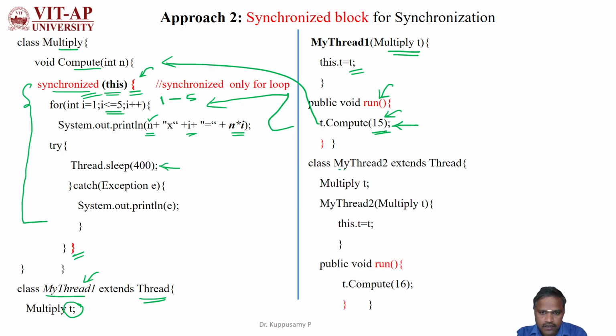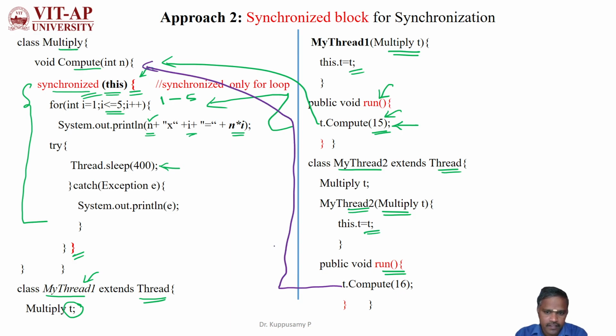So the second class, MyThread2, is also created with the thread facilities by inheriting the Thread class. Here also I am using the constructor, just assigning the value for this by using this object. Then this also has a run method. Once it is called, this also calls the compute method, right, by passing the value 16 for this thread.